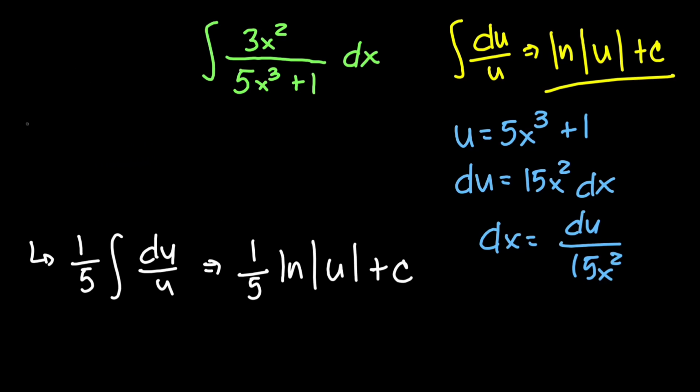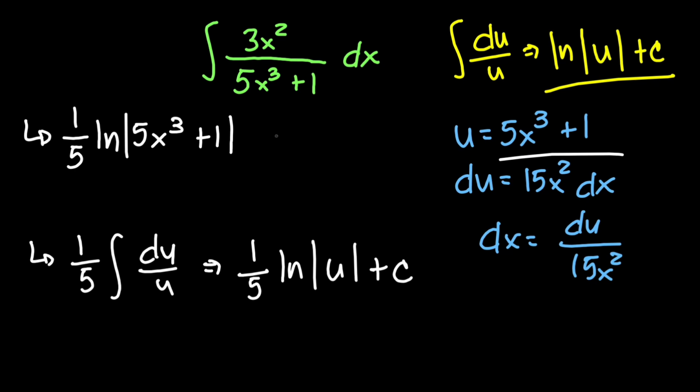And so the final answer would be equal to 1/5 multiplied by the natural log of the absolute value of 5x cubed plus 1 plus the constant of integration.